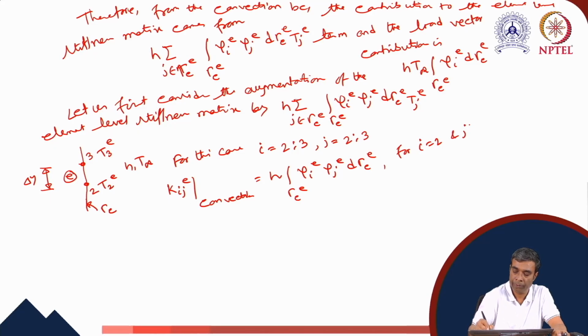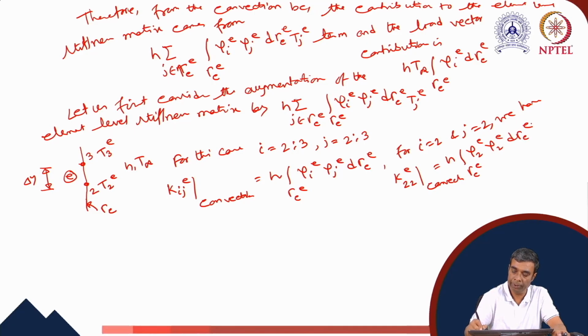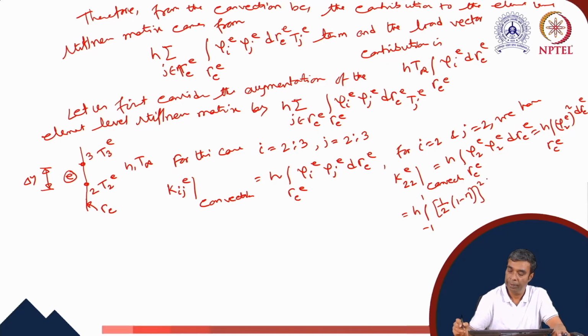For I equals 2 and J equals 2, we have K22E convection equals H integration along gamma CE psi 2E d gamma CE, which equals H integration along gamma CE psi 2E whole square d gamma CE, which equals H into integration from minus 1 to 1 of psi 2E, which is half into 1 minus eta, whole square d gamma CE. This is delta Y.